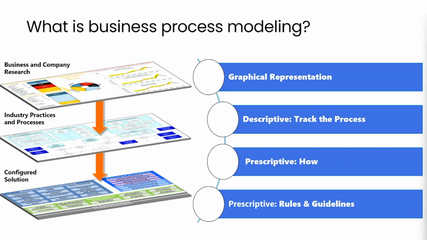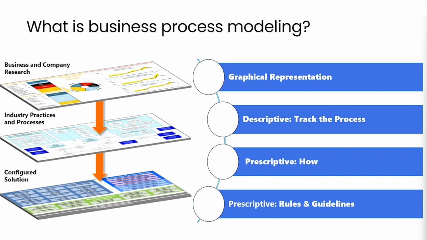When we think about the 3 layers, what you see on the left-hand side at the top, we have the business and company research at the top level. So when we start a project, right, we might start with a very high-level picture of what that business is all about. What is that company all about? And so we start by documenting the basics of that business.